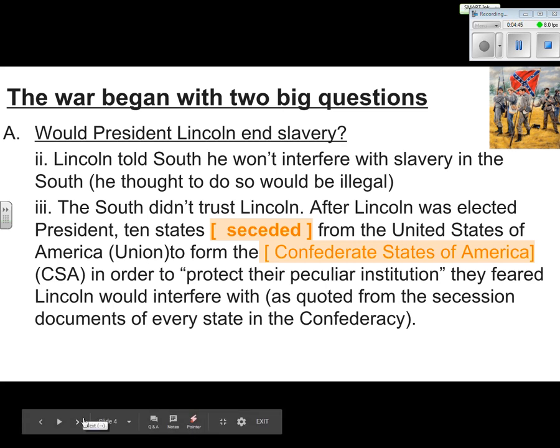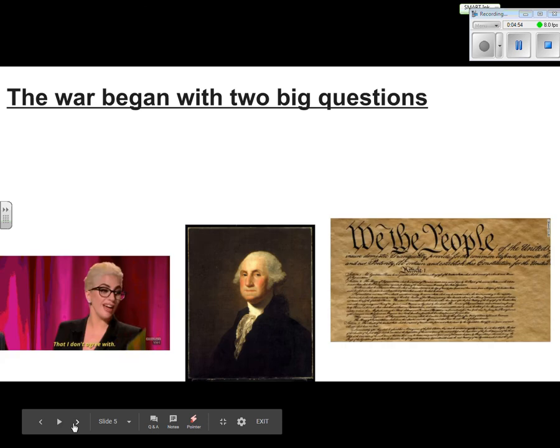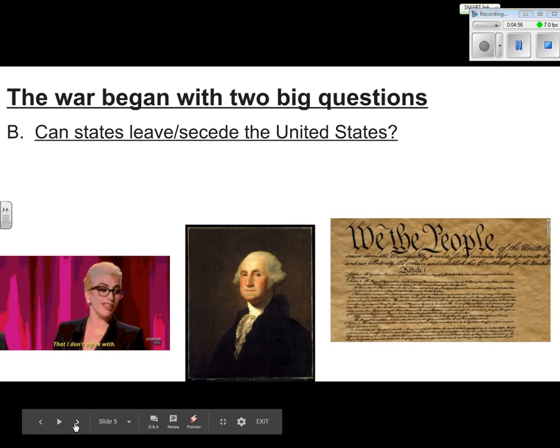Anybody that tries to tell you otherwise doesn't have the whole story. And we can look and see that the states at the time said, we're leaving to protect slavery. The other big question is, can they do that? Is that even something a state can do? Can you just leave?